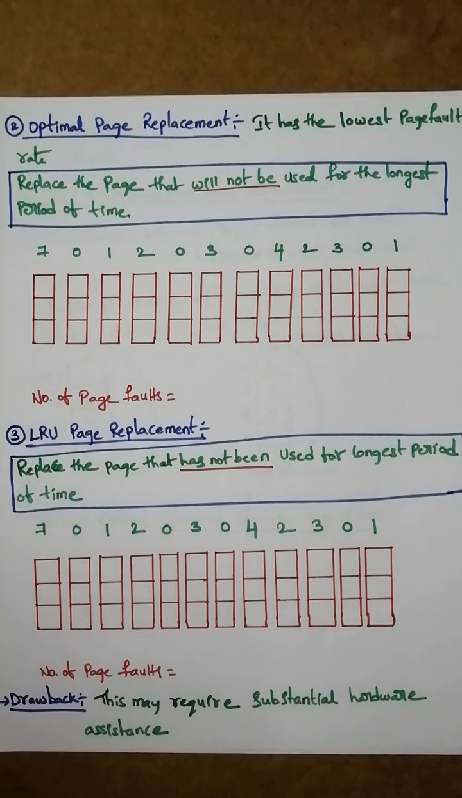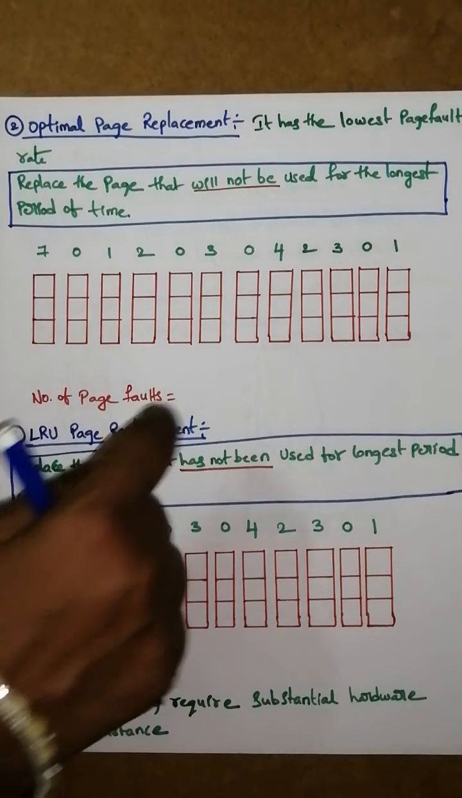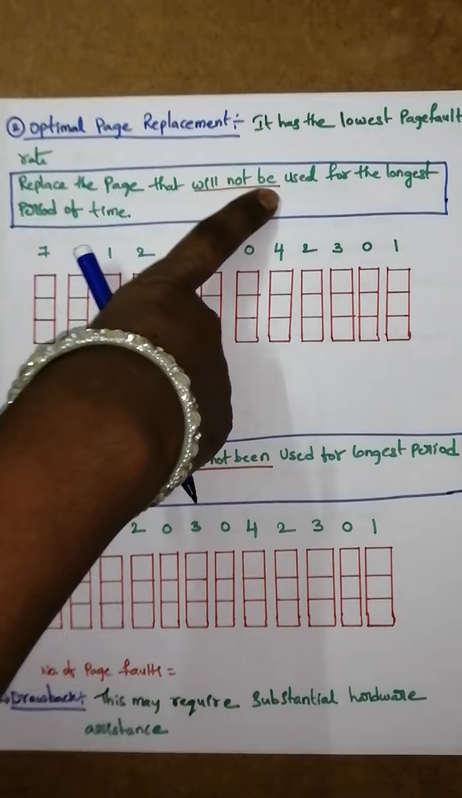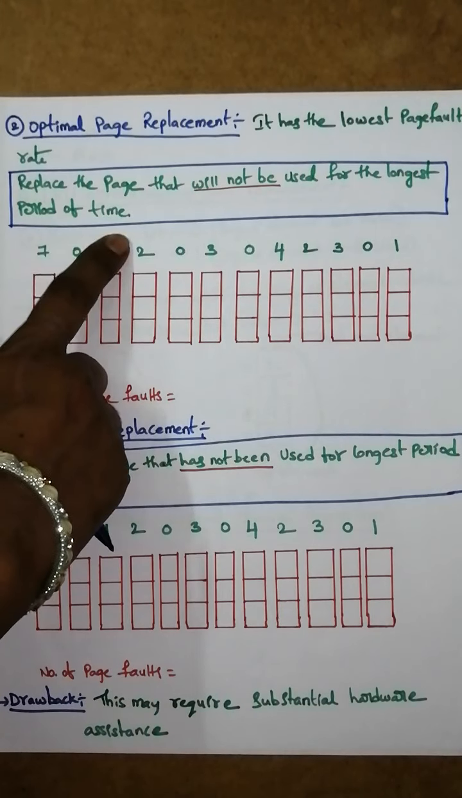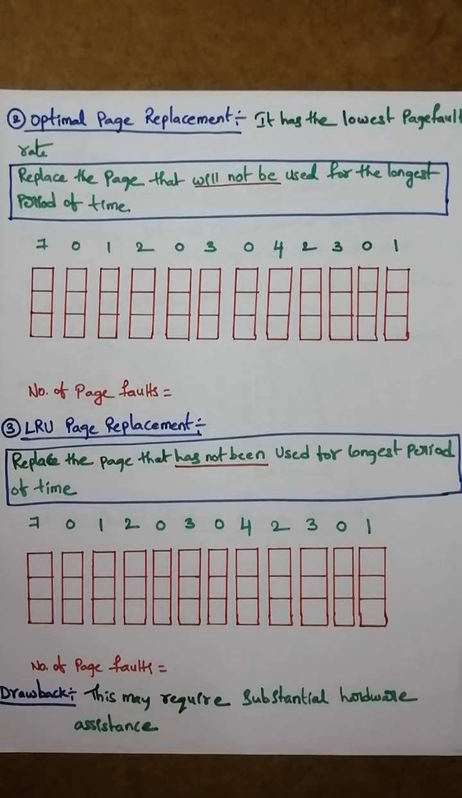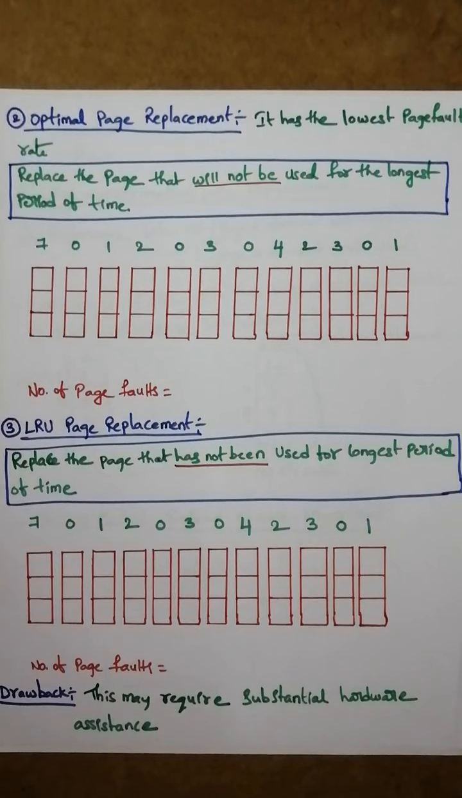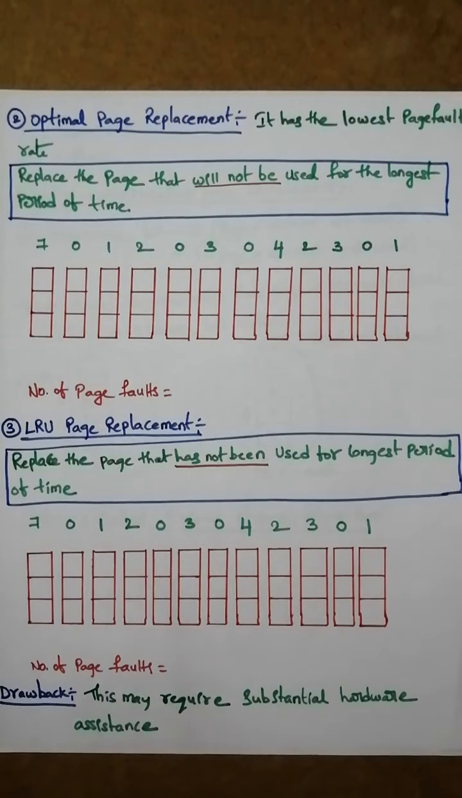So let's start with the second page replacement algorithm, called the optimal page replacement algorithm. Let's see what this algorithm says. It says it will replace the page that will not be used for the longest period of time. So in the future, whichever page is not going to be used will be replaced. Let's see how it is done with an example.